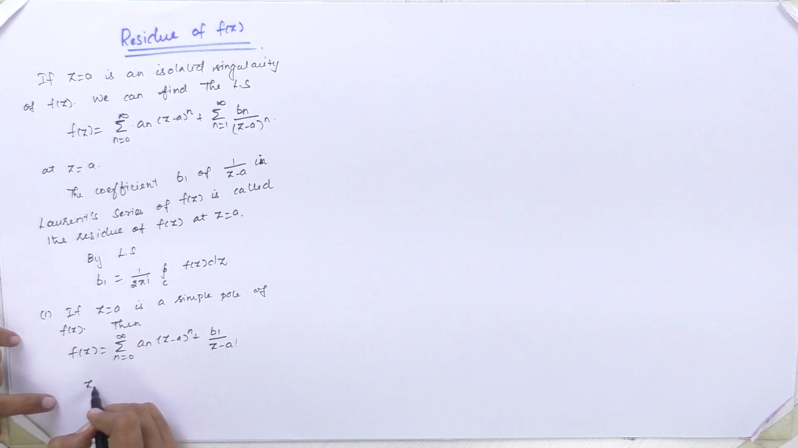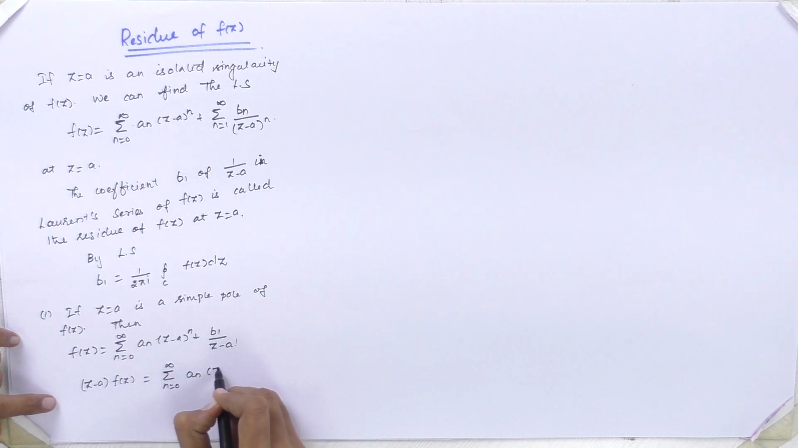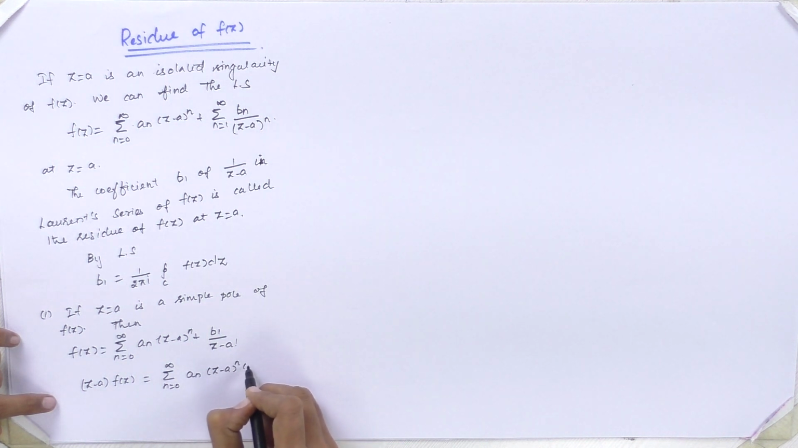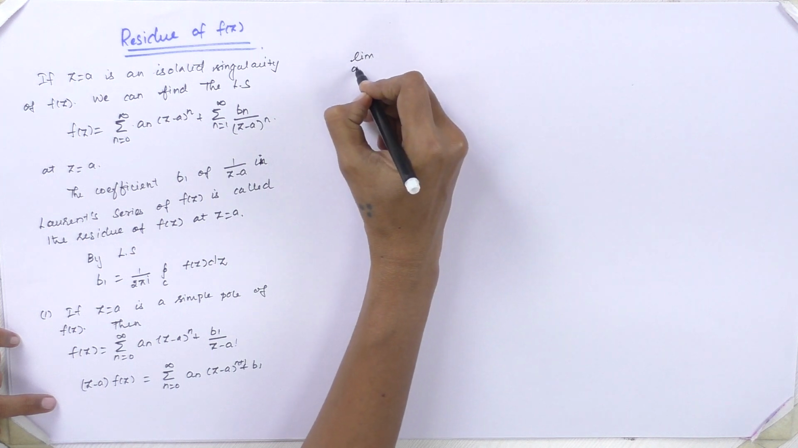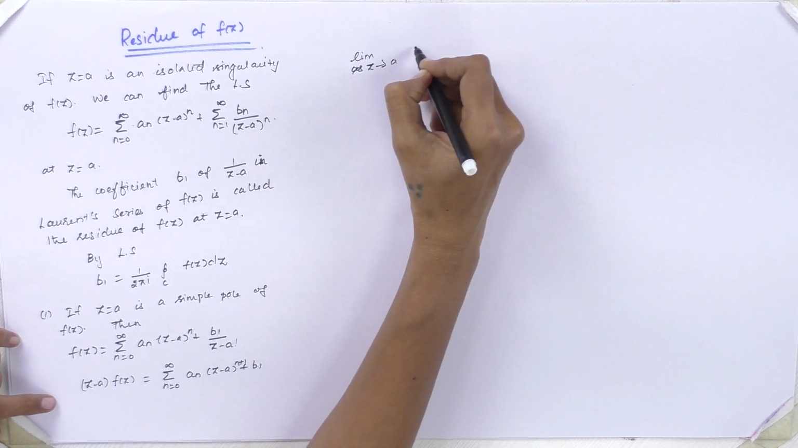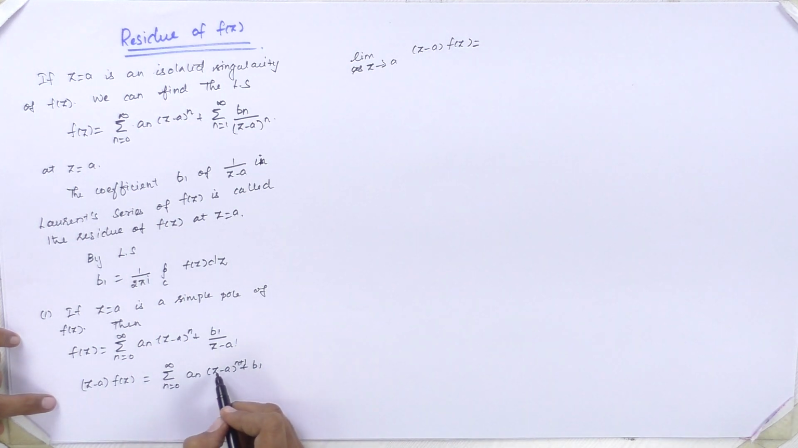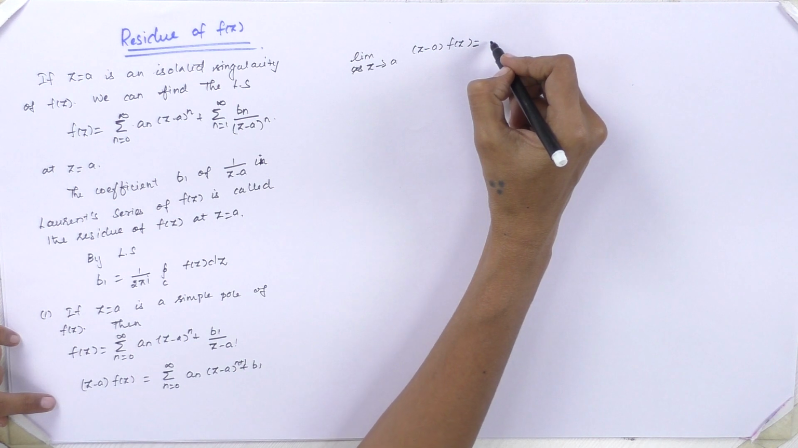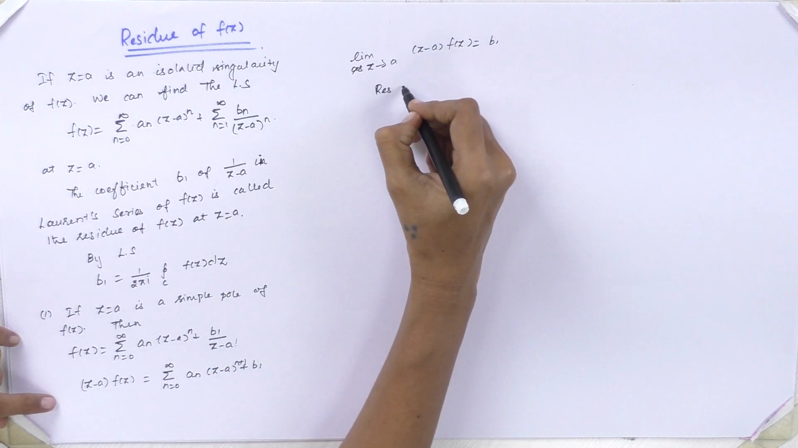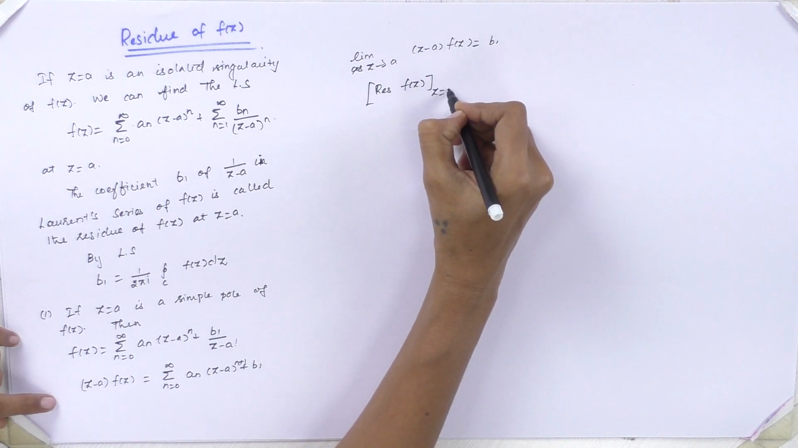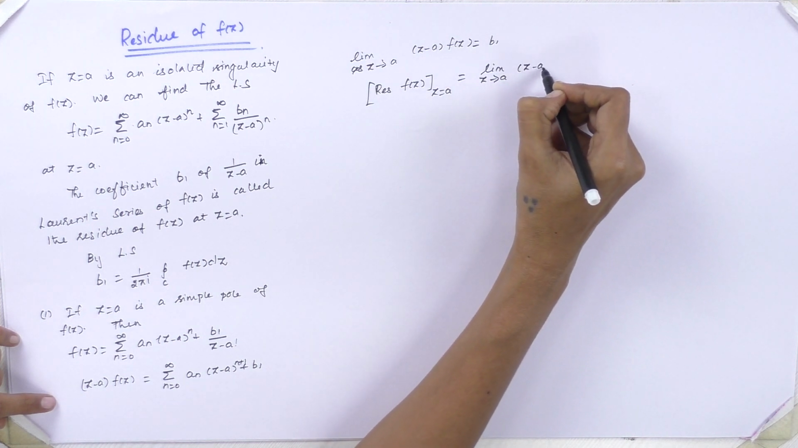Multiply z minus a on both sides. So z minus a into f of z is equal to summation over n equal to 0 to infinity a n into z minus a to the power n into z minus a, which is z minus a to the power n plus 1, plus b1. Now taking the limit as z approaches a on this equation, z minus a into f of z is equal to, when we take the limit as z tends to a, z minus a is 0, and 0 into anything is 0. So 0 plus b1. So b1 is the residue of this function at the point z equal to a. So the residue of f of z at the point z equal to a is the limit as z approaches a of z minus a into f of z.